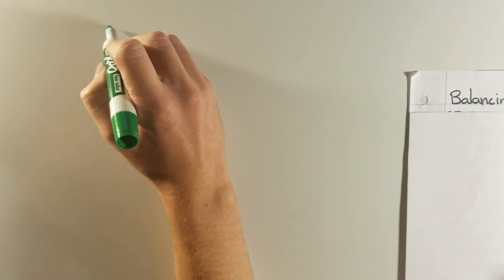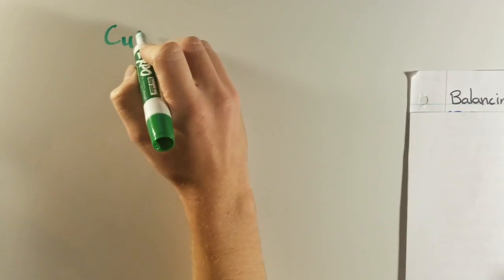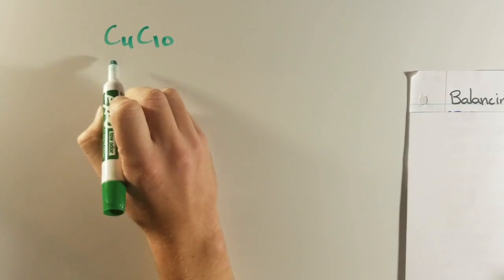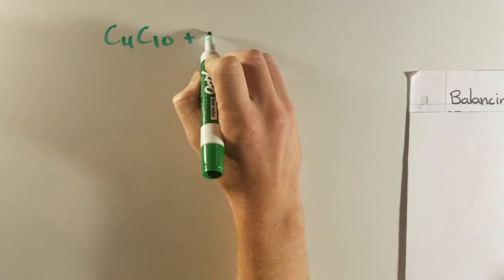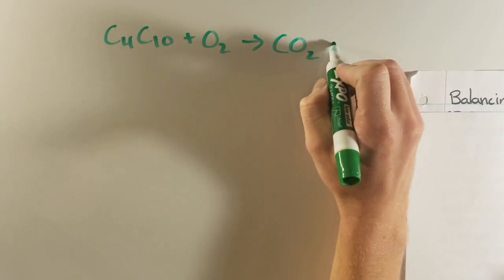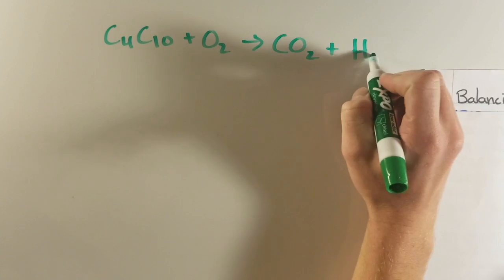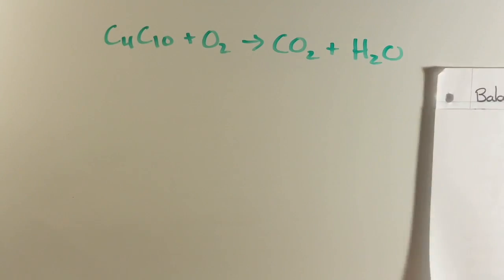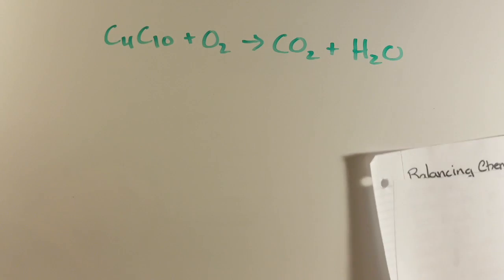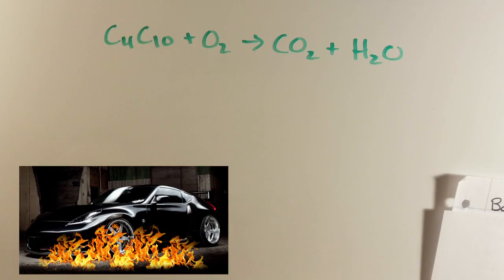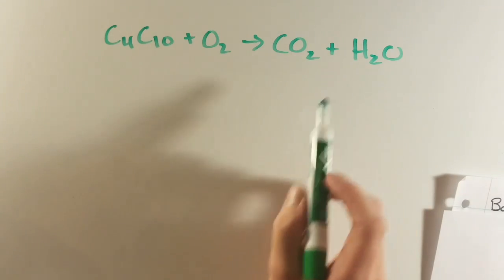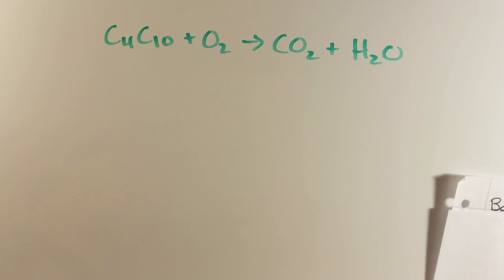A combustion reaction is a decomposition of a hydrocarbon reacting with oxygen to form carbon dioxide and water. So whenever you're burning anything, like fuel on your stove or even a campfire or in your car, you're burning some type of hydrocarbon with oxygen, and you're making carbon dioxide and water.